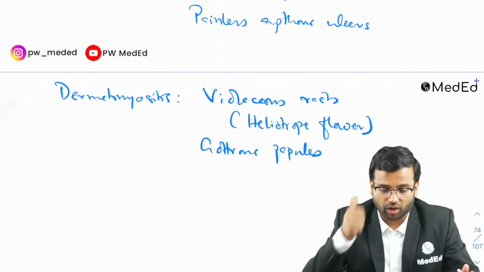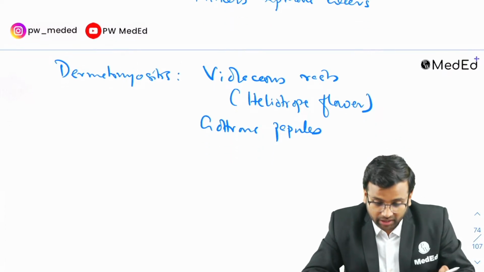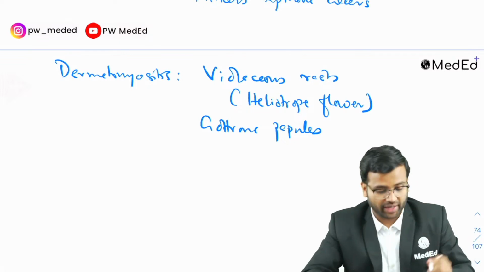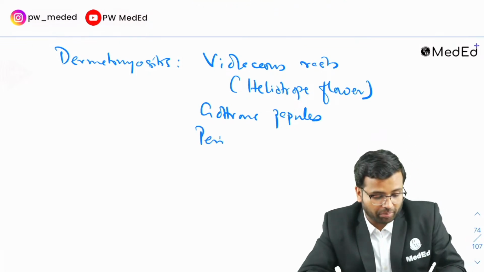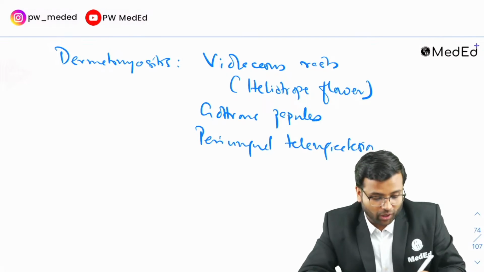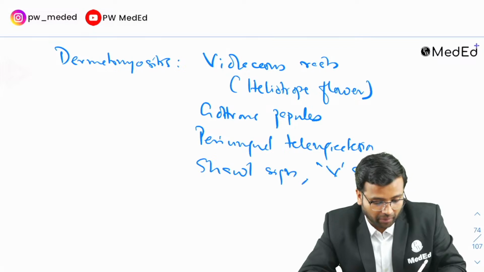So very good. Vamik, Medpsycho, Khan. Yeah, S is also saying that there may be periungual telangiectasia. Excellent. That is also one of the findings. Periungual telangiectasia can be seen. Excellent. You can also see the shawl sign. There may be a V-shaped erythema.